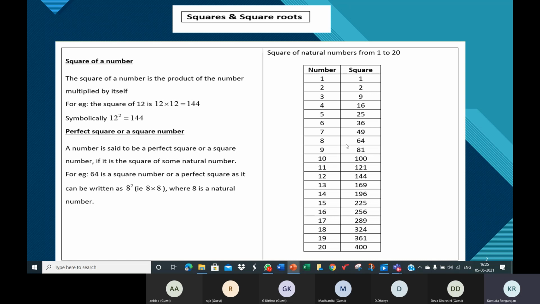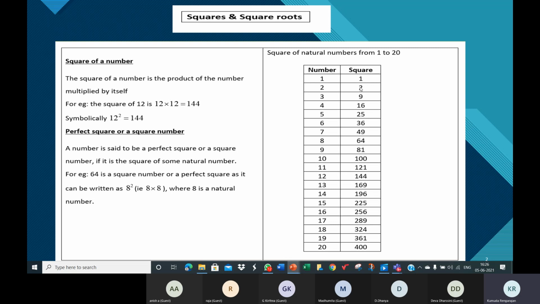So here you can see the first 20 natural numbers and their squares. 1 squared is 1, 2 squared, sorry, there's a mistake here. This is a typing error. These materials are prepared by me. I'm not pulling them from the internet. So there's a typing error here. Just excuse me for this.